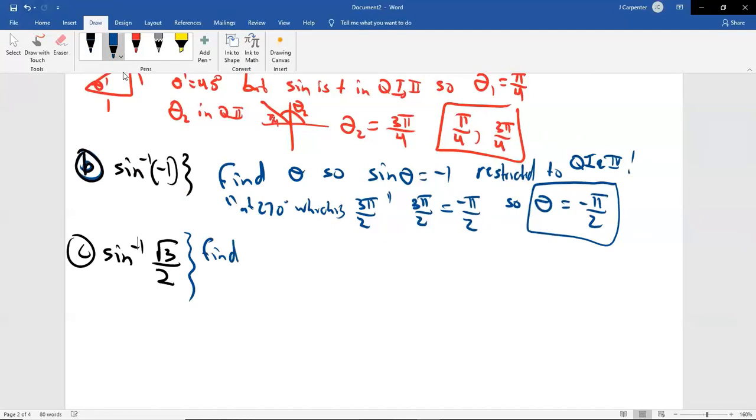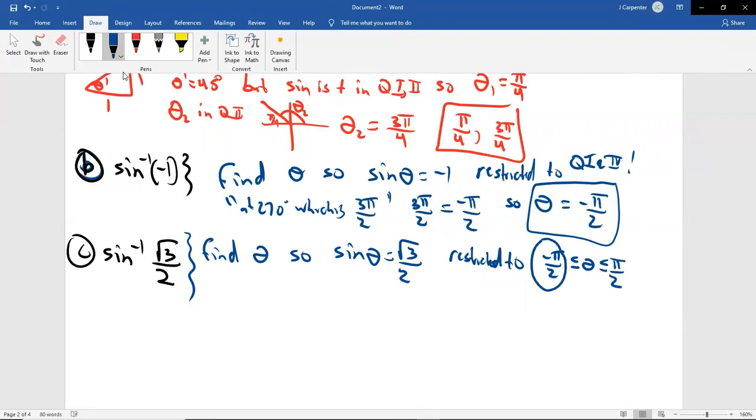You're trying to find an angle so that the sine of that angle is equal to square root of 3 over 2, but restricted to, and instead of saying quadrant 1 and 4, I'm going to be even more specific now, negative pi over 2 to pi over 2. That's still saying quadrant 1 and 4, but I'm being very specific with the language of how I have to write any angles from quadrant 4. I can't call them 5 pi over 3. I'd have to call it negative pi over 3. I can't call it 11 pi over 6. I'd have to call it negative pi over 6.